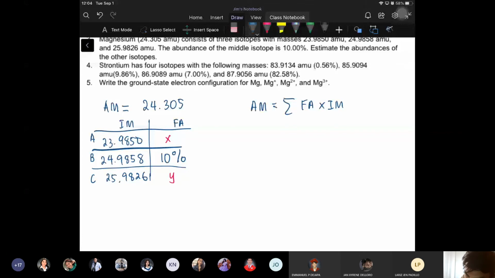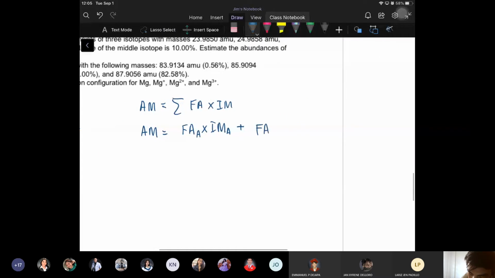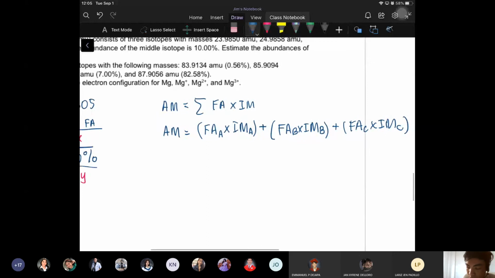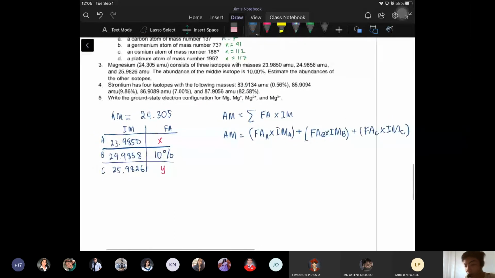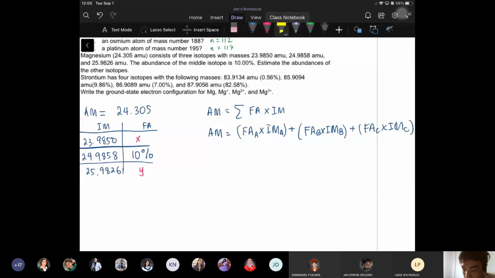Am equals the fractional abundance of A times the isotope mass of A, plus the fractional abundance of B times the isotope mass of B, plus, let's put parentheses, plus the fractional abundance of C times the isotope mass of isotope C. That's the meaning of the sum of the products. You write the products, then you add them all together.